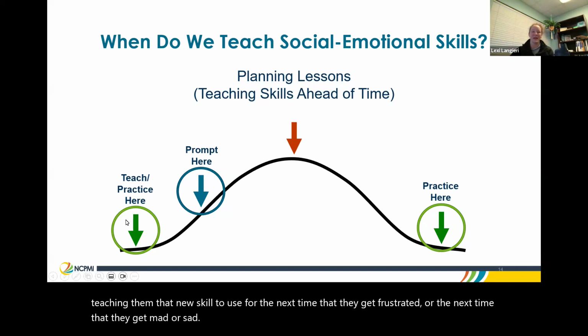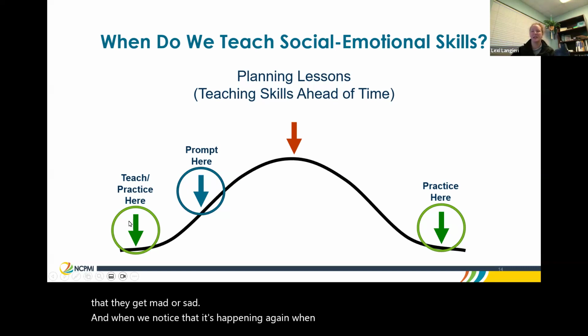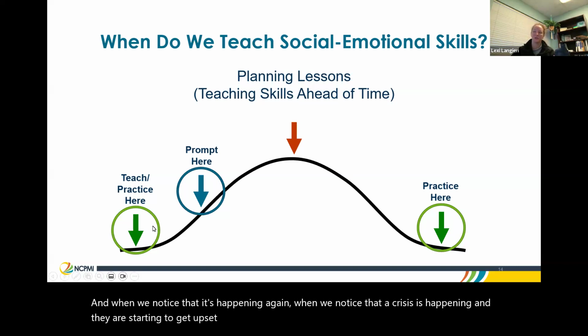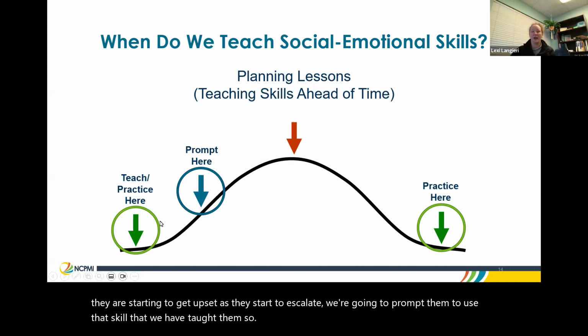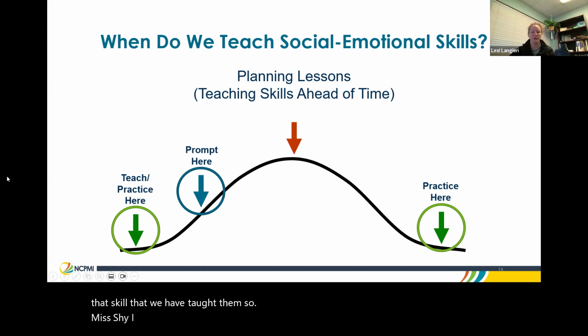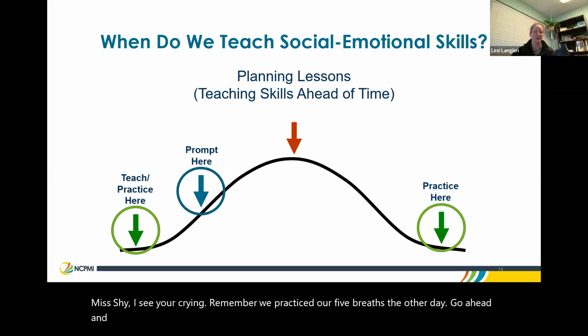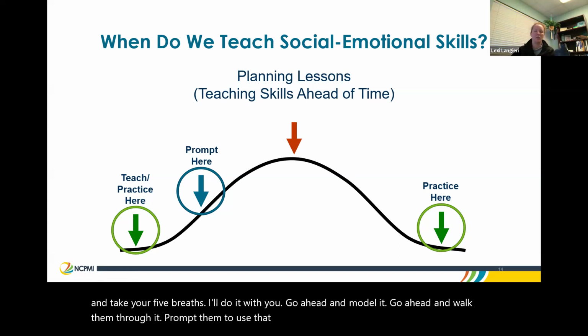And when we notice that a crisis is happening and they are starting to get upset, as they start to escalate, we're going to prompt them to use that skill that we have taught them. So, Miss Shy, I see you're crying. Remember, we practiced our 5 breaths the other day. Go ahead and take your 5 breaths. I'll do it with you. Go ahead and model it. Go ahead and walk them through it. Prompt them to use that skill that you did teach them while they were calm.